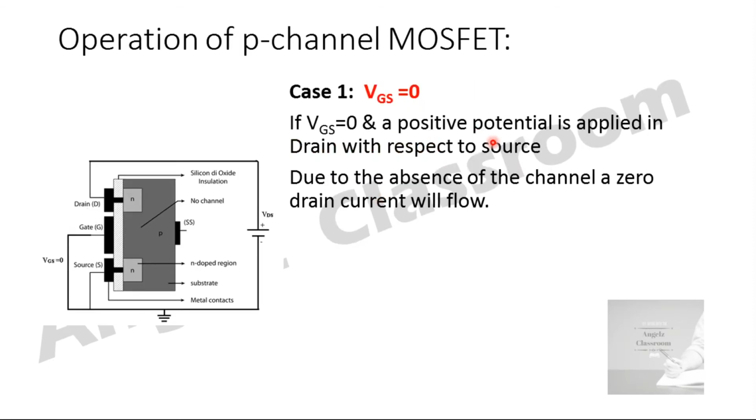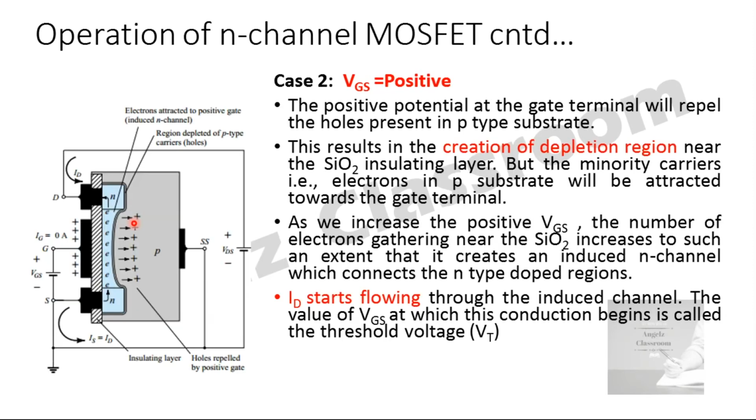So the first operation is gate source voltage equal to 0. See this diagram, in between my gate and source I am giving the value VGS is equal to 0, and across your drain and source I am going to apply a positive supply. Due to the absence of a channel across your source and drain, there will be no current flow, that is ID is equal to 0. Next case is VGS is equal to positive. When VGS is positive, what will happen?